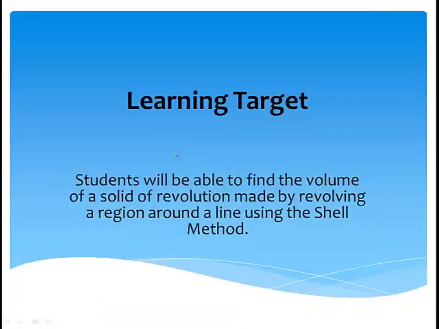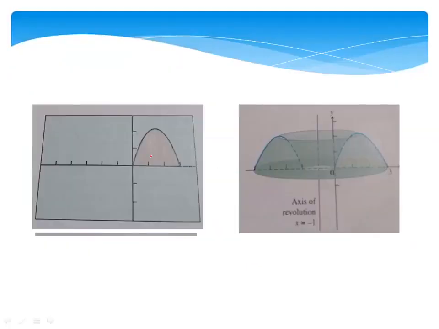So your learning target is that students will be able to find the volume of a solid of revolution made by revolving a region around a line using what we call the shell method. Okay, so all of the methods that we've been discussing so far on how to find volume have always had a revolution line being the x-axis or some other horizontal line. So we are going to transition in a few minutes into revolving around the y-axis or a vertical line.